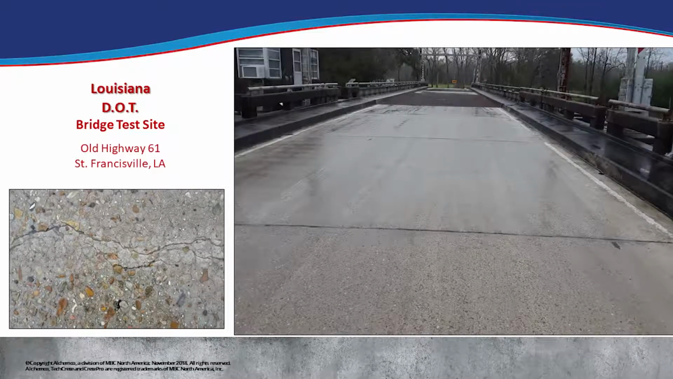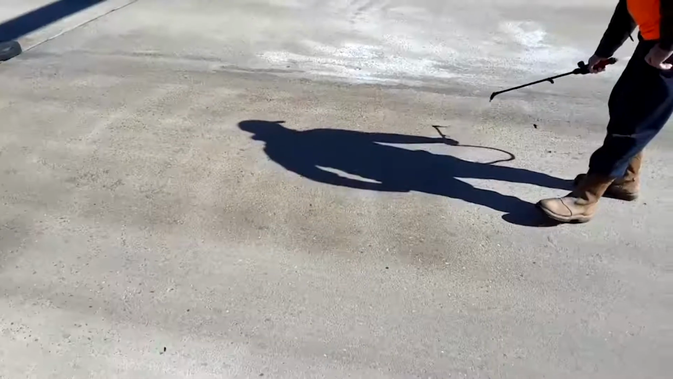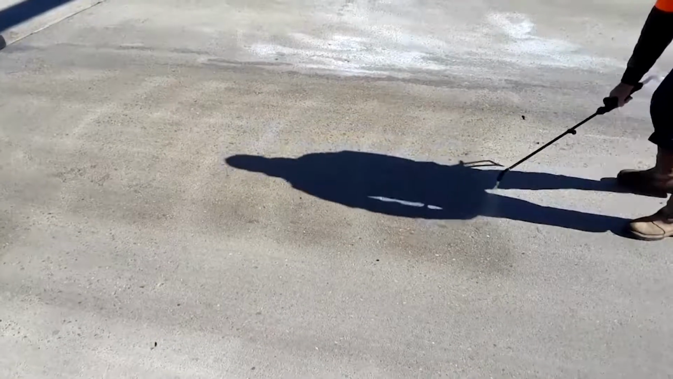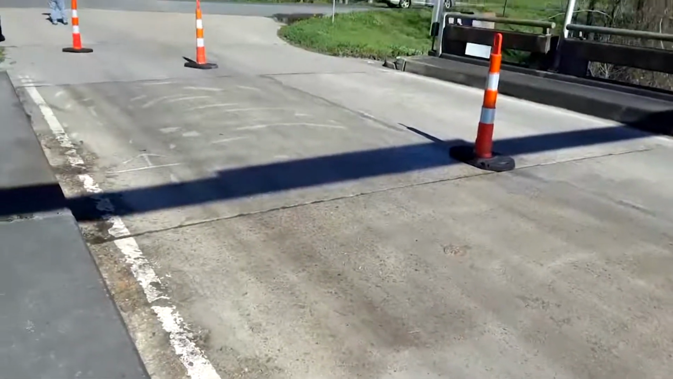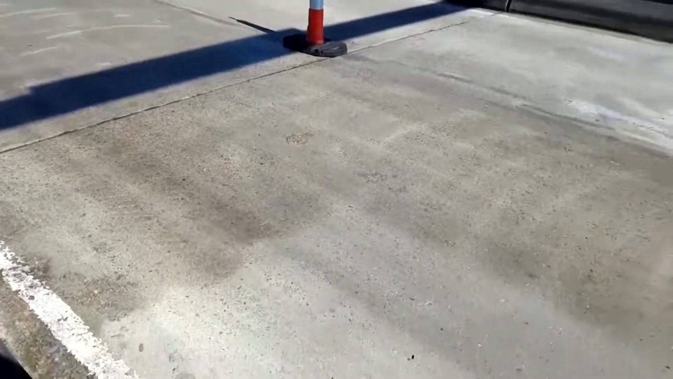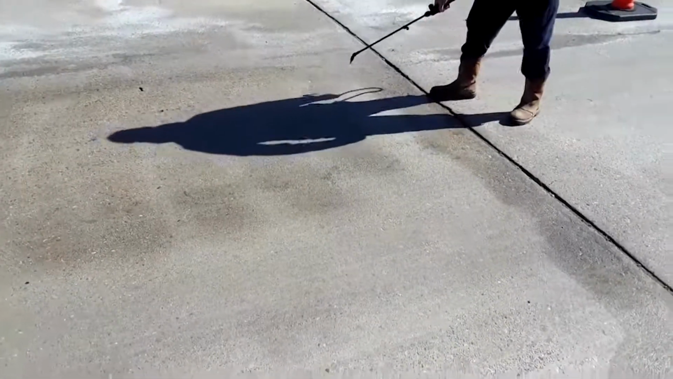So here we have a few projects. This is the Louisiana application, Louisiana DOT. They did a test. In this case, they are applying with a backpack sprayer. There are multiple ways of applying, and I'm going to show different DOTs using different equipment. So this way, the application is up to 3,000 square feet per hour. So when we have a small area, the backpack sprayer is often the best equipment to use.